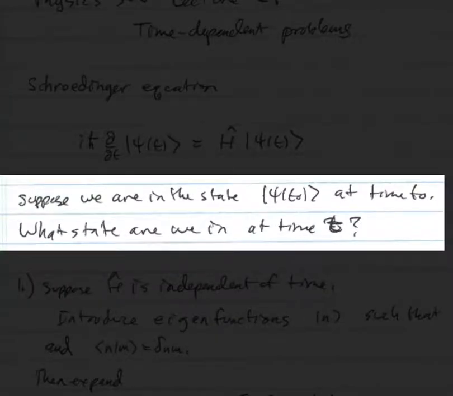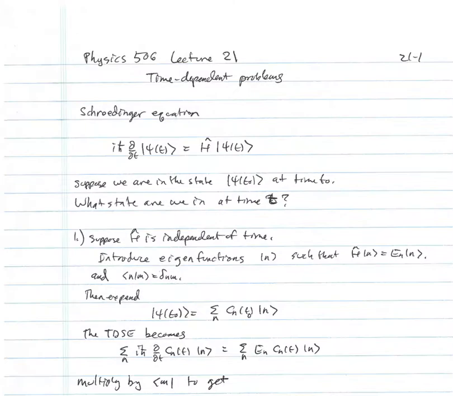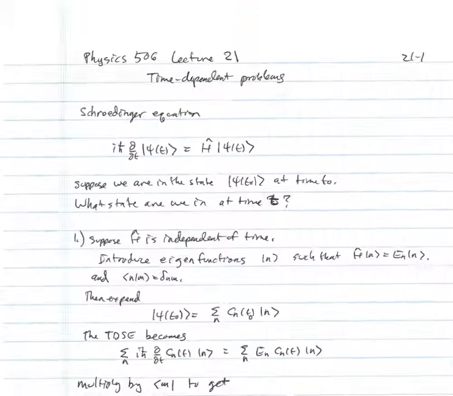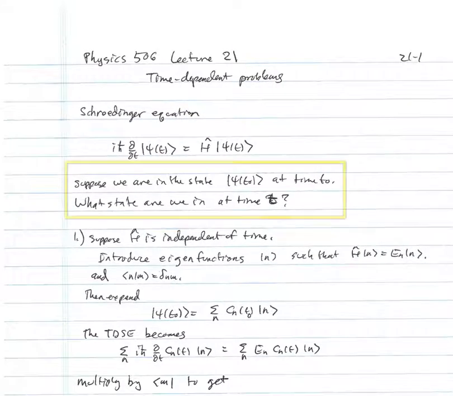Well, it simply means that we have a wave function at time t0, and we would like to understand what that wave function is at time t. So we start with the Schrodinger equation. The Schrodinger equation is i h-bar d by dt of the wave function psi of t is equal to the H operator acting on psi of t. So the fundamental question we want to answer is, if I start off with the state psi of t0 at time t0, what state are we going to be in at time t?